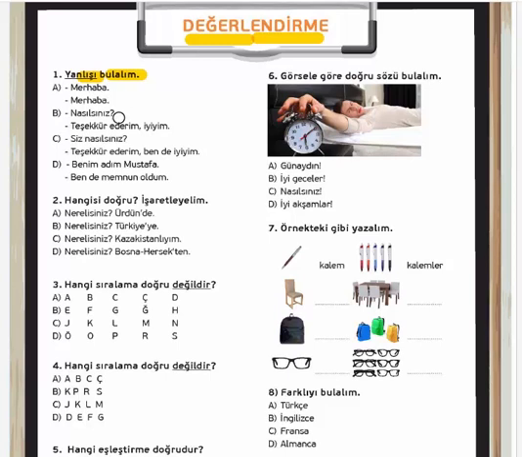Nasılsınız? How are you? Teşekkür ederim. İyiyim. Thank you. I am fine. Siz nasılsınız? How are you? Teşekkür ederim. Thank you. Ben de iyiyim. I'm also fine. Benim adım Mustafa. My name is Mustafa. Ben de memnun oldum. I'm also pleased to meet you. So this one is wrong because it is not the answer of this one.